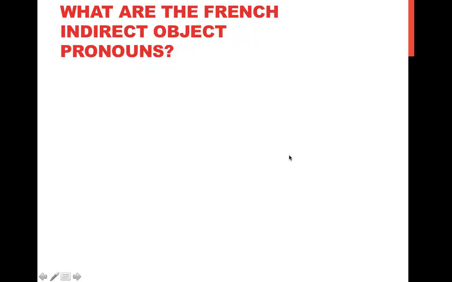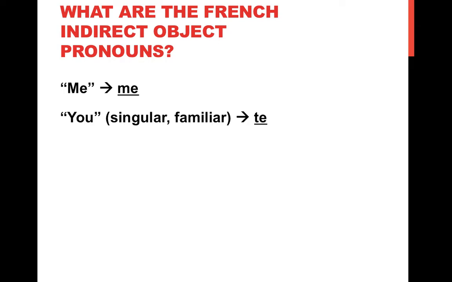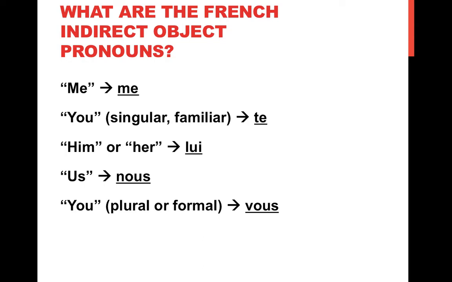And it's the same thing in French, we just need to learn the vocabulary for it first or else it won't work. So if you're replacing me, you replace it with me, pronounced very differently, but spelled the same. If you're using you in the singular or familiar, it's te. Him or her is lui. Us is nous. You, plural or formal, is vous, and them is leur.